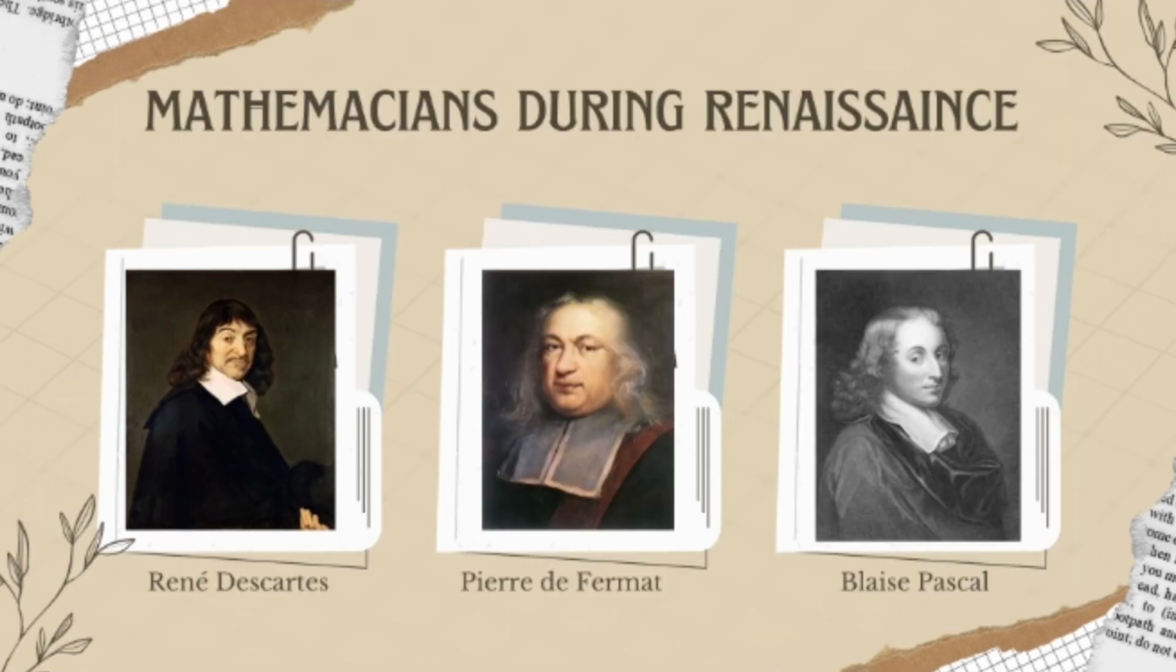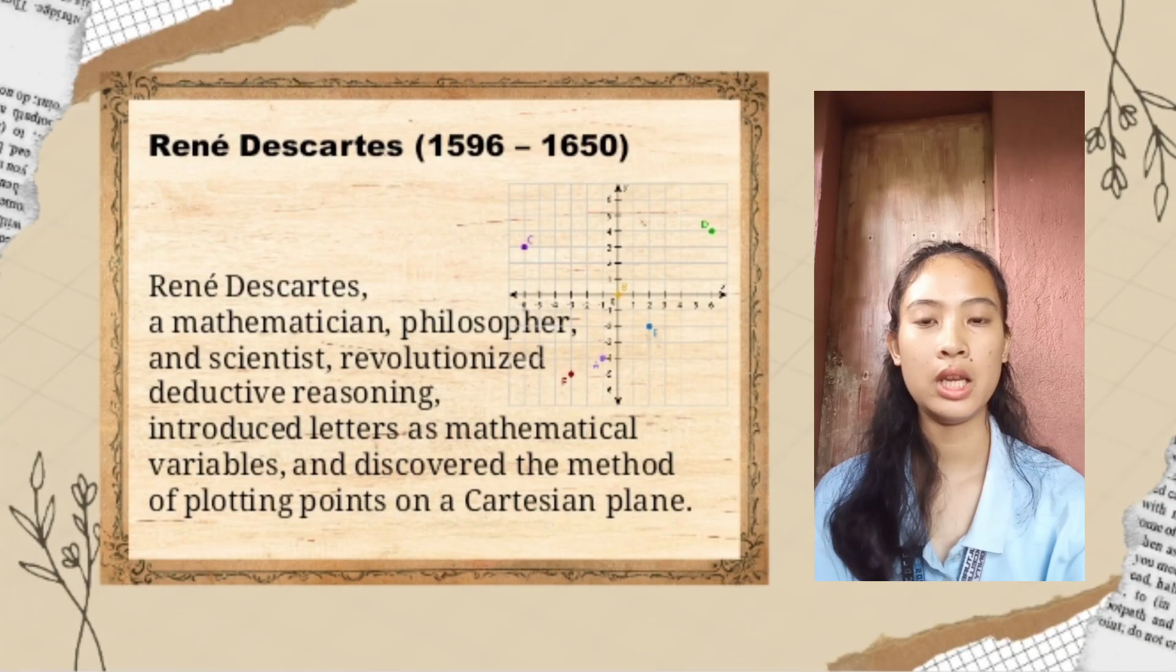A mathematician during the Renaissance is René Descartes in 1596, who revolutionized deductive reasoning, introduced letters as mathematical variables, and discovered the method of plotting points on a Cartesian plane.